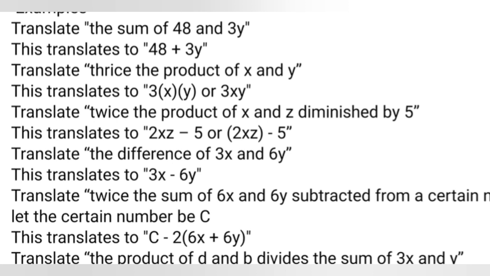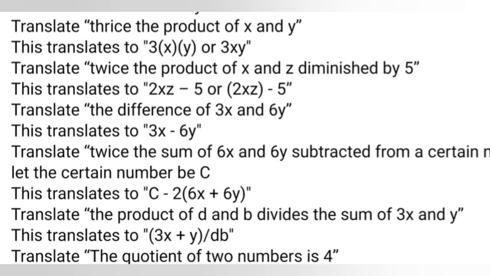The difference of 3x and 6y. So that is 3x minus 6y. Okay. Translate twice the sum of 6x and y.